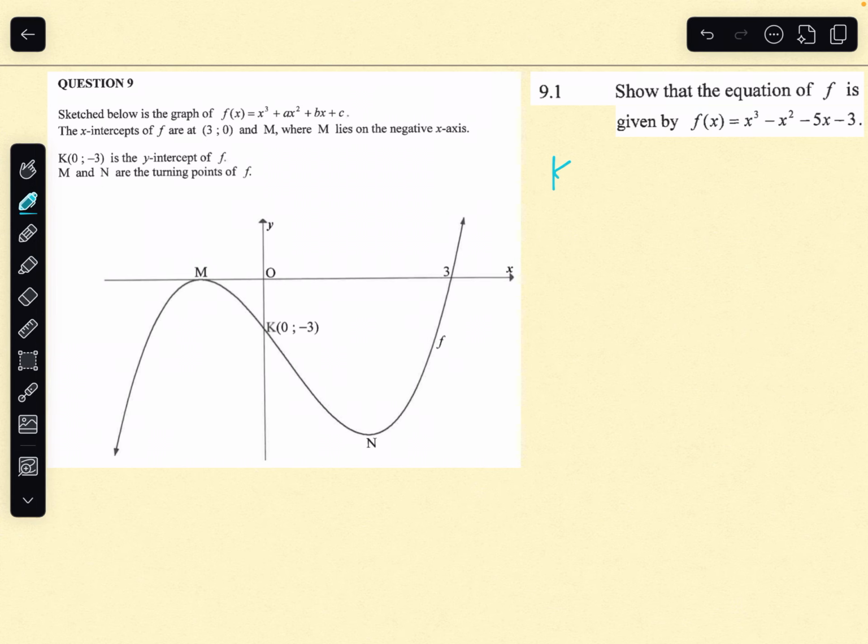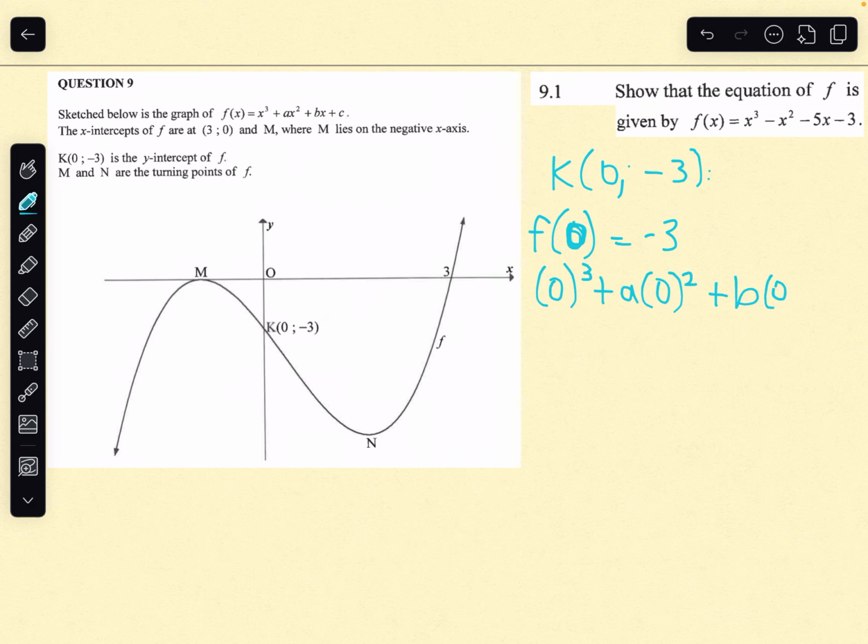So from K having the following coordinates, we are able to say that f of 0 is equal to minus 3, pretty much, is what this point is telling us. So f of 0 is 0 cubed plus a times 0 squared plus b times 0.